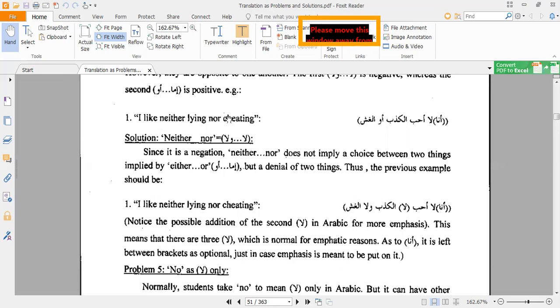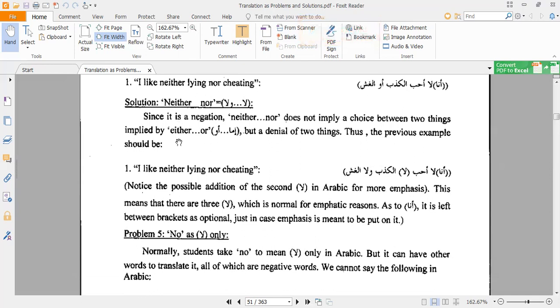Both of them are prohibited according to the English sentence, while in the Arabic sentence أو indicates choice, so I like one of them and not the other, but I don't like both together. This is a translation error, an incorrect translation. To overcome this problem I use لا ولا. So I say لا أحب الكذب ولا أحب الغش, or I can say لا أحب الكذب ولا الغش. So I used لا ولا to render neither nor. Okay.